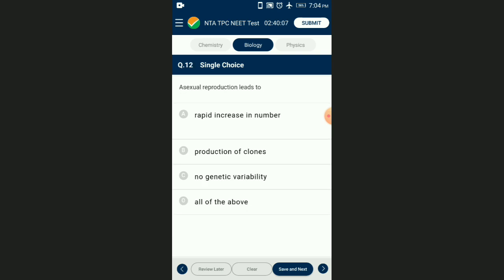Question number 12. Asexual reproduction leads to. Asexual reproduction is a mode of reproduction or multiplication in which a new individual develops from a single parent. Features of asexual reproduction: rapid increase in number, production of clones, no genetic variability. So all the three options are correctly given. So the answer for this question is option D, all of the above.